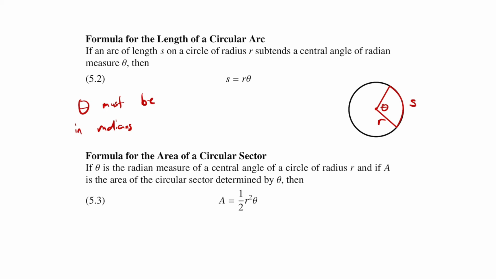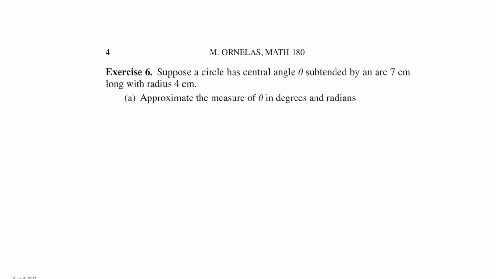All right, so let's look at an example. Suppose a circle has a central angle theta subtended by an arc 7 centimeters long with radius 4. Approximate the measure of theta. So I'm going to draw the picture. Center, radius 4. We don't know theta. And we do know the arc length is 7. They tell you that. Approximate the measure of theta in degrees.